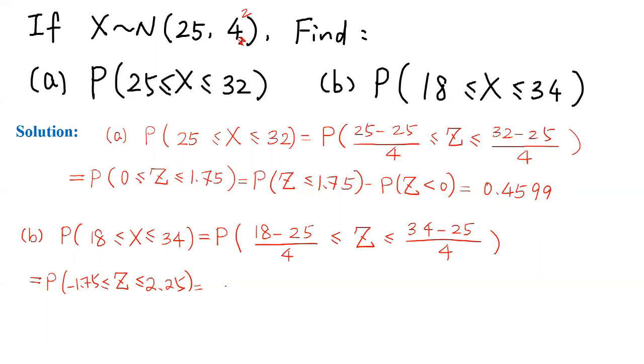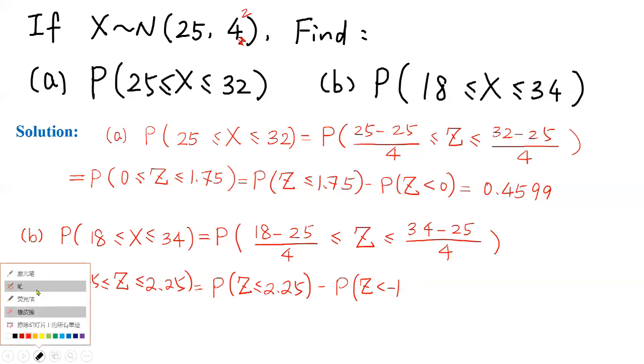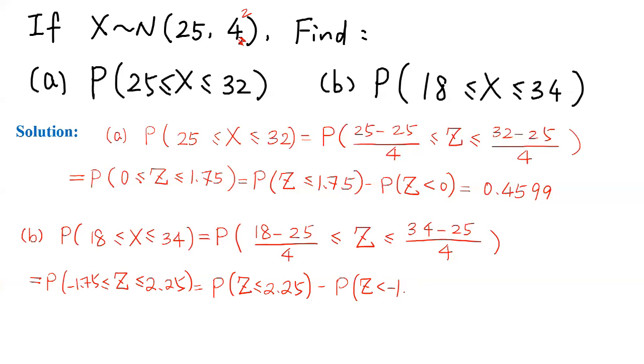2.25. Then this probability is equal to the probability of z equal to or less than 2.25 minus the probability of z less than minus 1.75. Okay. First, the probability, let's look at the SND table.